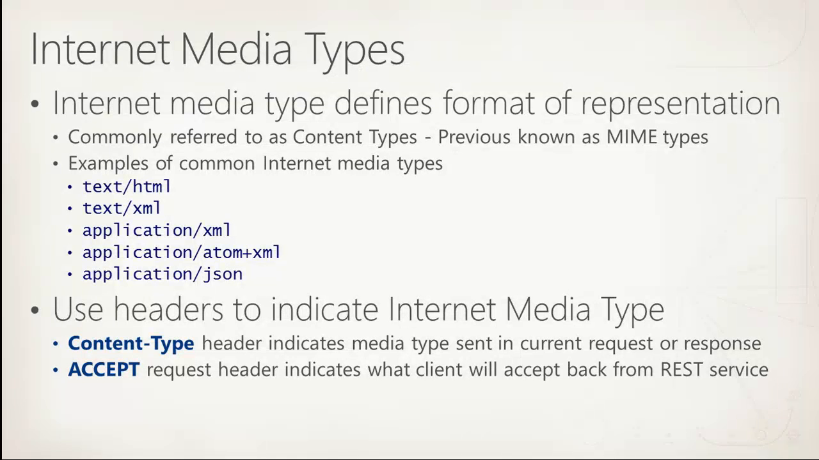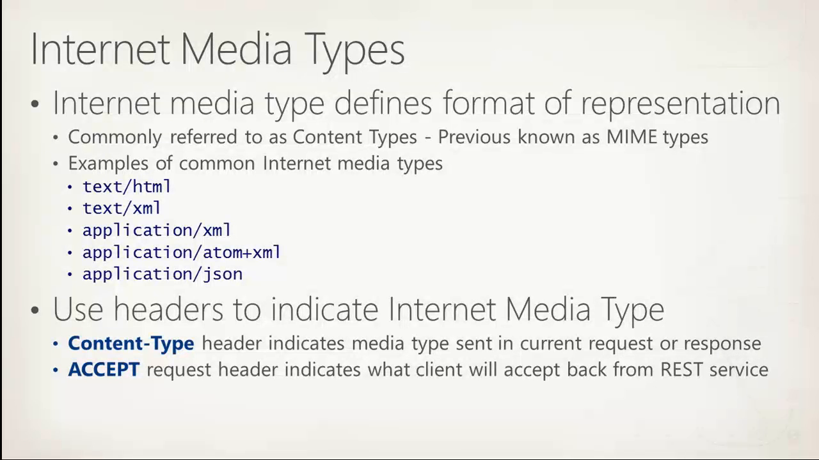But they define basically what's inside the body of the message. So we have things like text/HTML, text/XML, and then some of them are preceded by application to say they're specific to a certain type of application. So we have application/XML, application/Atom+XML, and then JSON.